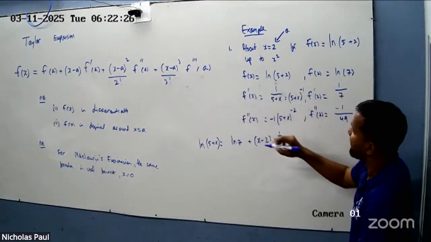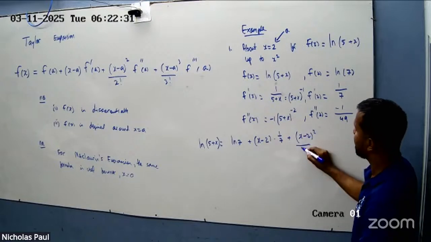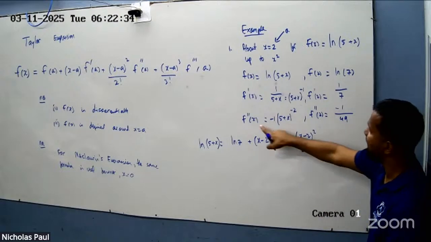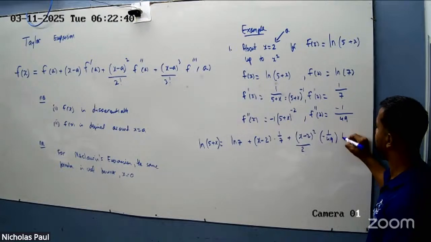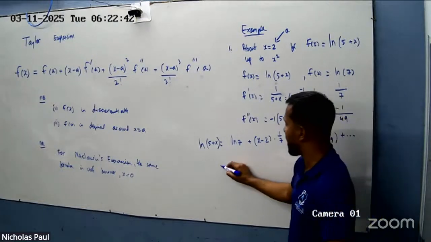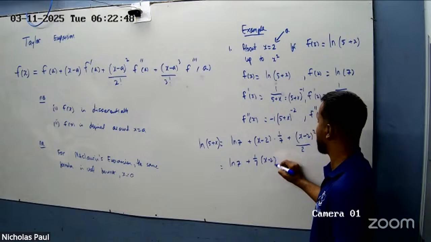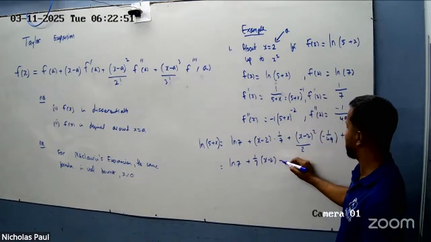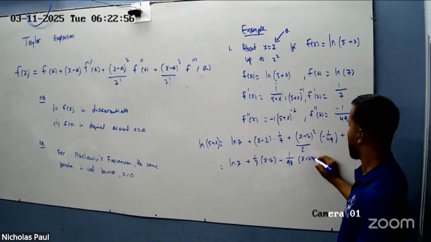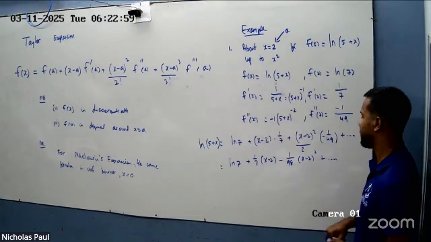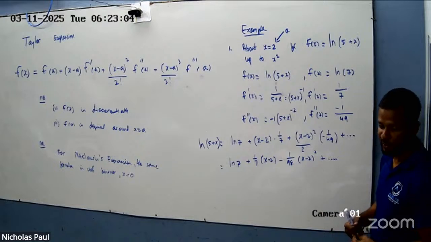Now plus x minus A squared, so that's x minus 2 squared over 2 factorial, which is 2, multiplied by f double prime of A, which is minus 1 over 49. That's it, you can stop right there. Make it look a little bit nicer: ln 7 plus 1/7 times x minus 2, minus (x minus 2) squared over 98, plus dot dot. That is Taylor's expansion.